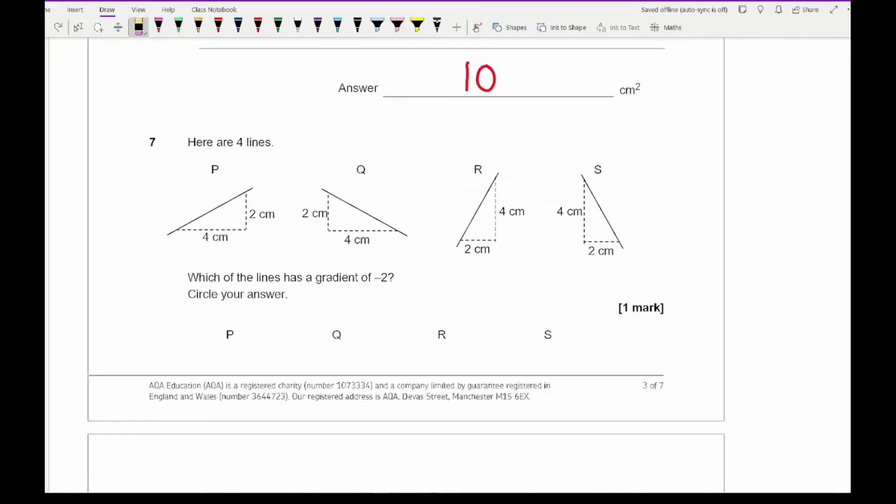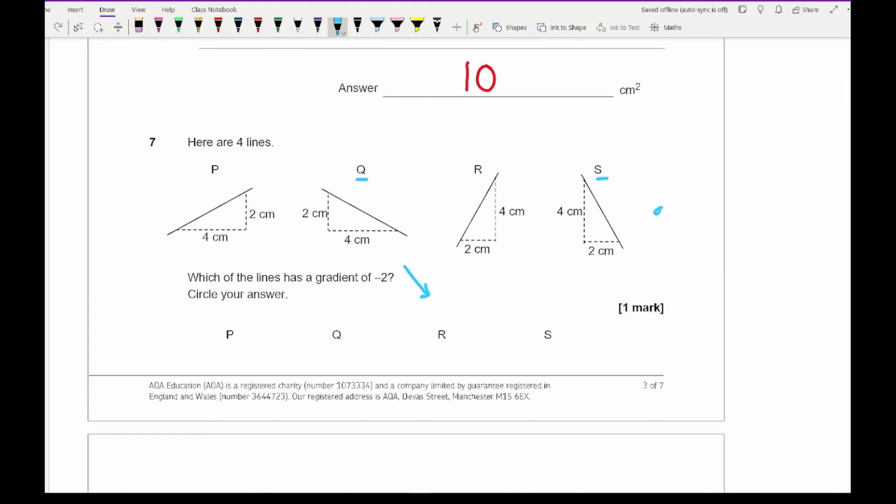So then moving on to question 7, it says here are 4 lines, and we've got P, Q, R, S, and it says which of these lines has a gradient of -2. Now, because the gradient is negative, that means that the line is going down. So it's either going to be Q or it's going to be S.